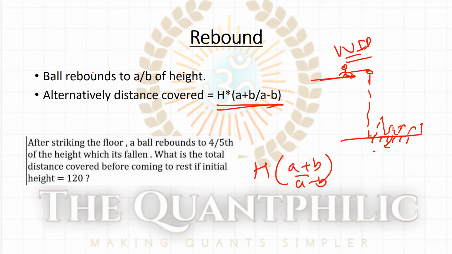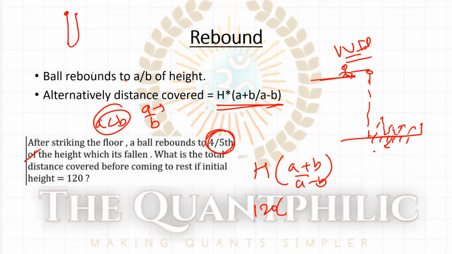So what is basically a by b? It is given in the question. Like for this, if after striking the floor a ball rebounds to 4/5 of the height from which it has fallen, what is the total distance covered if the initial height was 120? So the height is 120 and it is given to us as 4 by 5. Remember that this is a by b, so a will be less than b. That is quite obvious as well, because if you drop a ball from a height, it won't be able to come back to this point because of gravity. Gravity will apply, so it will certainly come to a lesser distance than this.